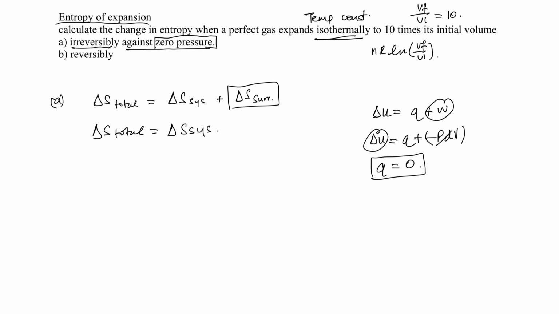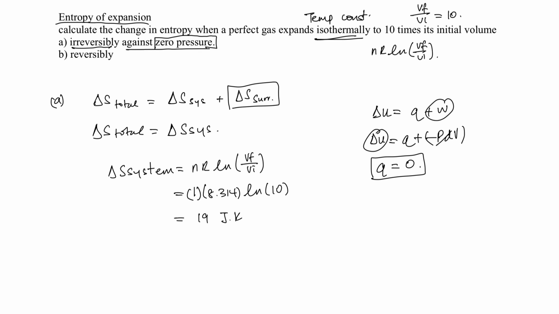Now we can calculate the delta S for the system. That's going to equal nR times ln of Vf over Vi. So 1 mole, 8.314, natural log of 10. That gives us an answer of 19 joules per Kelvin per mole. Now let's take a look at B. And by the way, this is also going to be equal to delta S total.